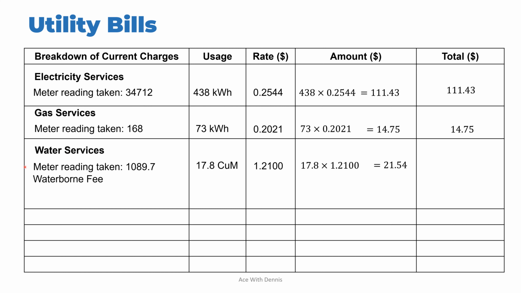The water services not only charge on the meter reading taken, we also have to pay the water bond fee. Following the same usage, 17.8 cubic meters, the rate is 92 cents. Hence, the amount would be 17.8 times 0.92, which is $16.38. One more section under water services is the water conservation tax.